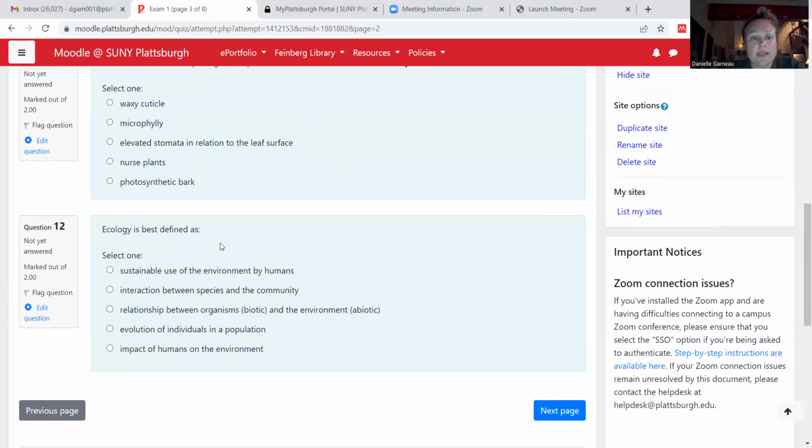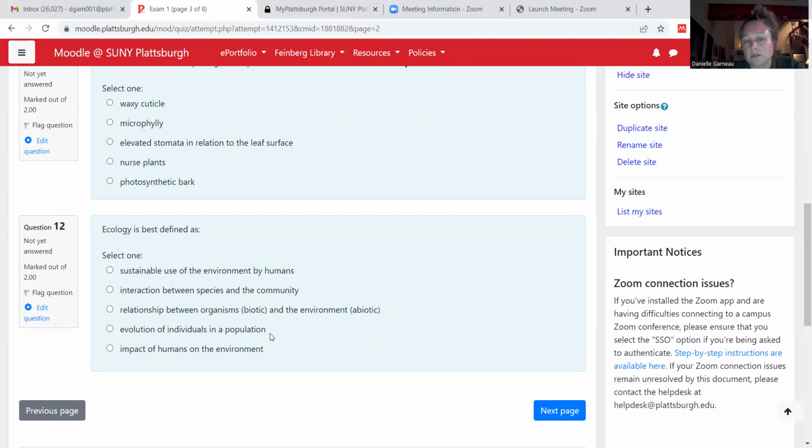Ecology is best defined as, and if we look through this list, certainly interaction between species and communities seems to make sense, but that only is the biotic angle, right? That's only taking into account the biotics. So relationship between biotic organisms and the abiotic environment, that's going to be the most appropriate.